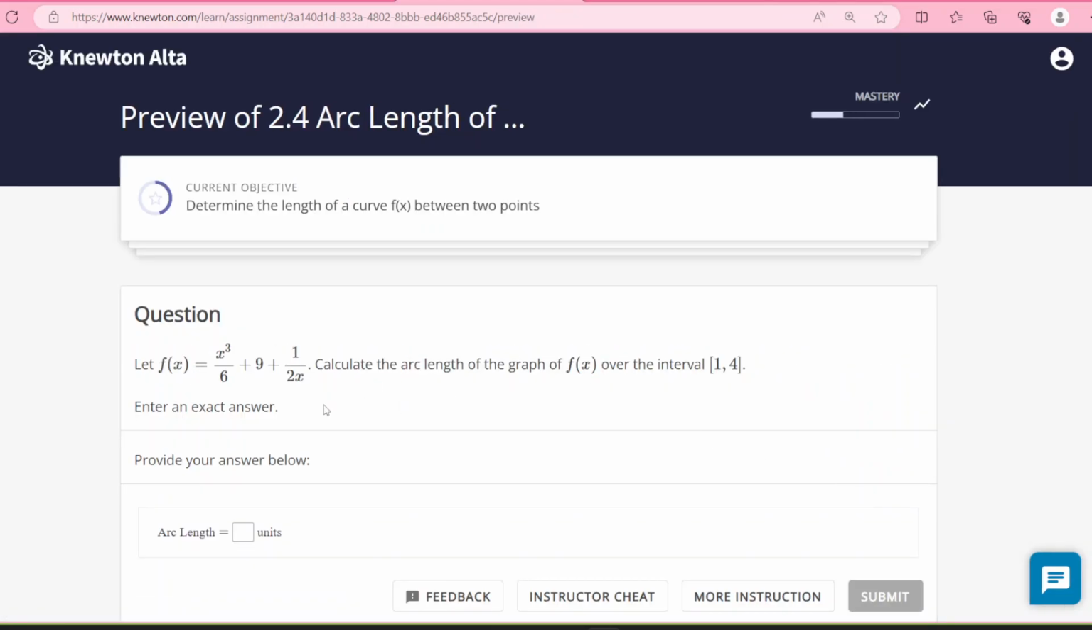So once again, exact answer, so we should be setting up an integral that we can take. f of x equals x cubed over 6 plus 1/2 x to the negative first, or 1/2x. And we're going over the interval from x equals 1 to x equals 4. So again, I'm not going to draw the curve. You can look at Desmos, see what the curve looks like. I'm just going to set up the arc length integral now to save some time.